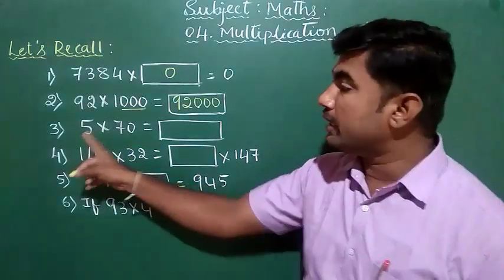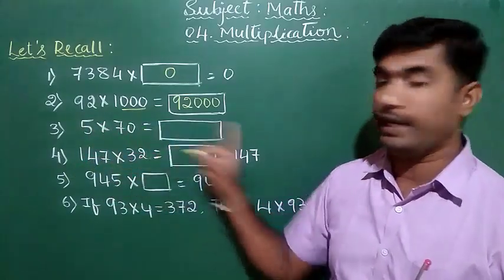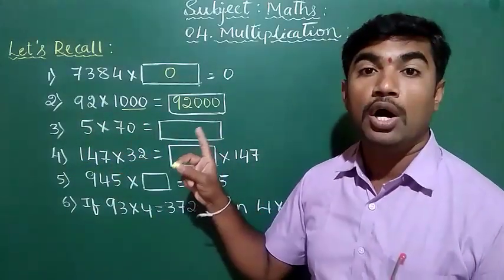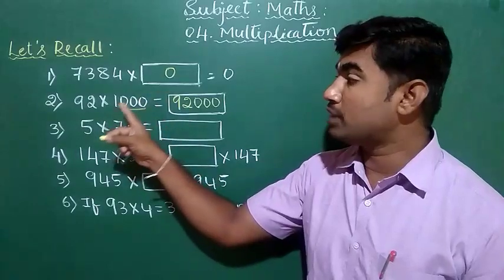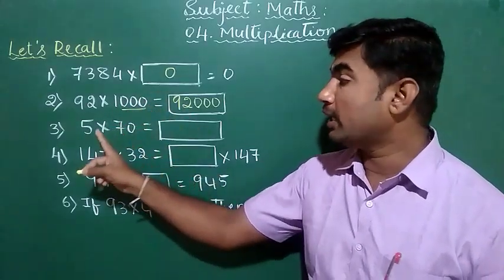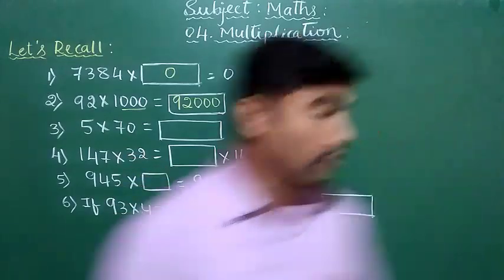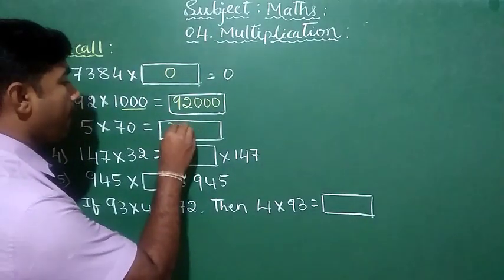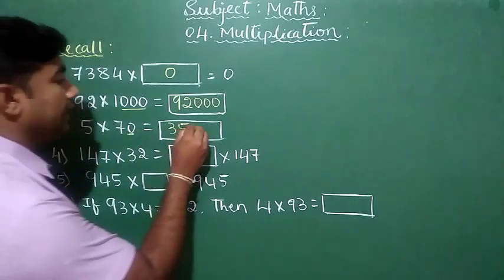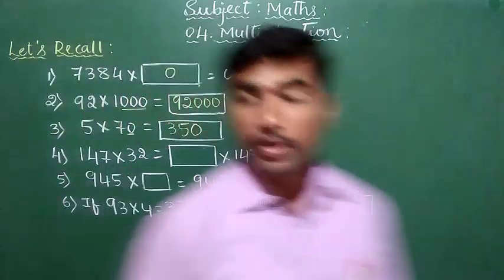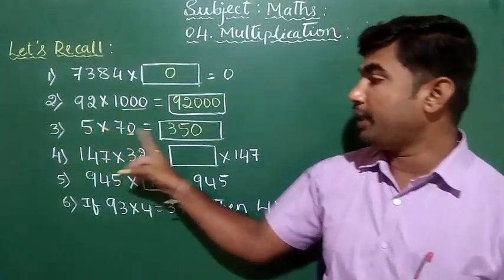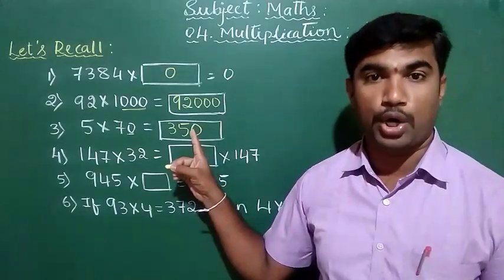Next, the third question is 5 into 70. Here also there is a 0. The second question we solved, the same way here: 5 into 7, 5 sevens are 35. Write down here 35, and here 1 zero is there, so write down 1 zero. So 5 into 70 equal to 350 is the product.